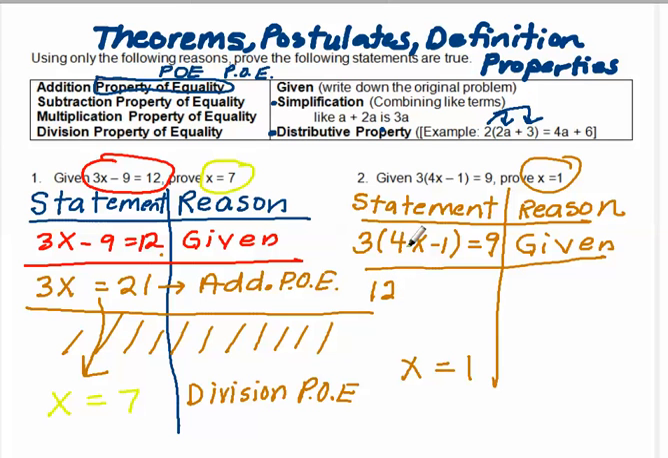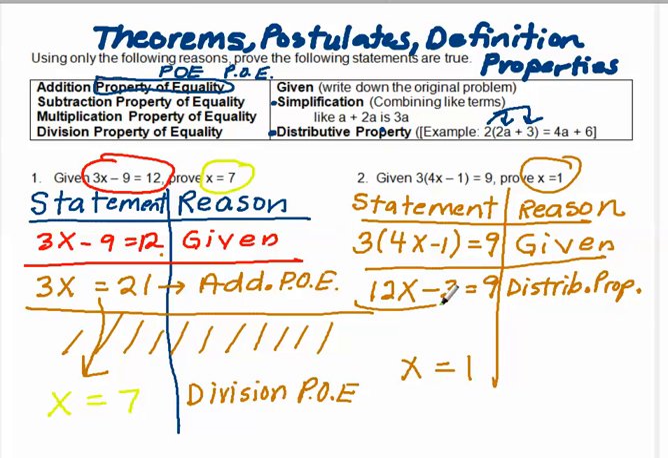So 3 times 4x is 12x. And then 3 times this minus 1 is minus 3. I don't need to change the 9, because all I did was distribute it over here on the left-hand side. Okay, so that's just a distributive. And I'll put a little period there. Distributive property.